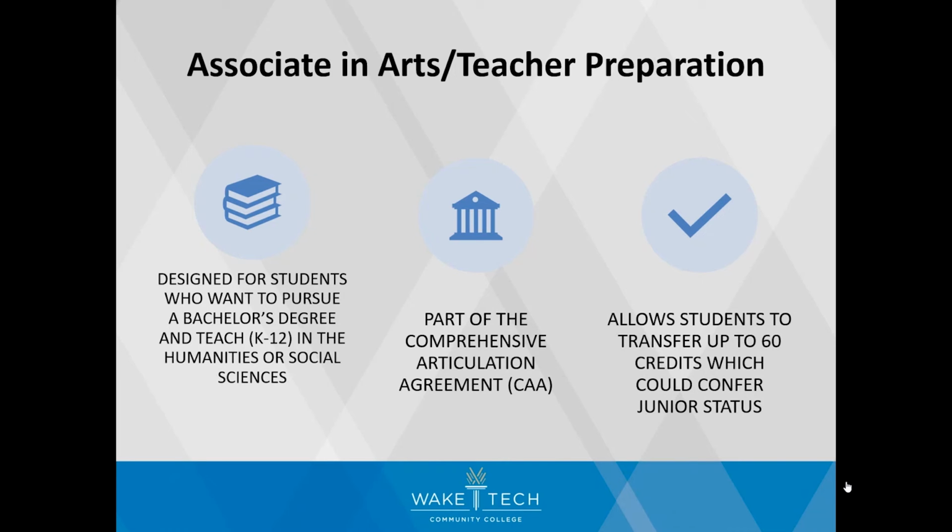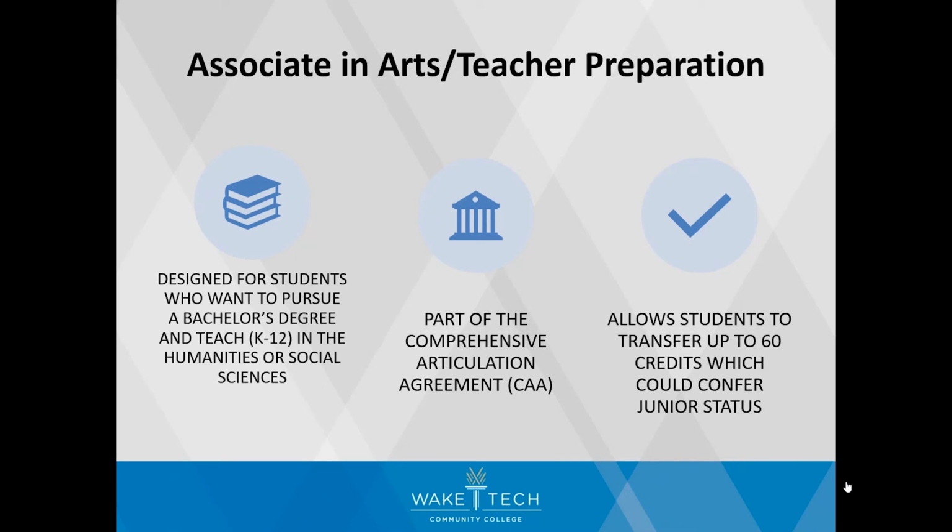And this basically means that the students who are completing an Associate in Arts and Teacher Preparation program of study are the students who typically will be going on to study elementary education or teaching in one of the arts and humanities fields, either in middle school or high school. So they may want to teach social studies. They may want to teach arts. They may want to be in one of the CTE programs as well.